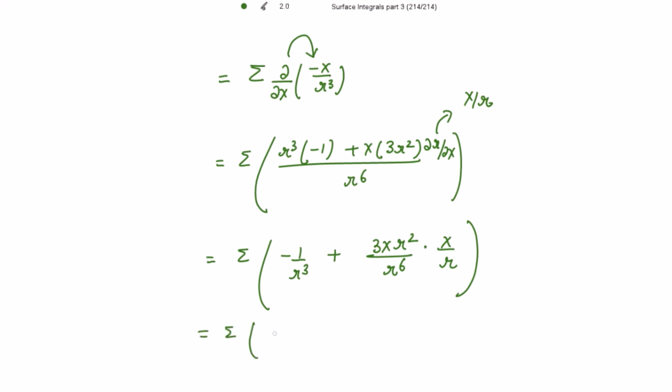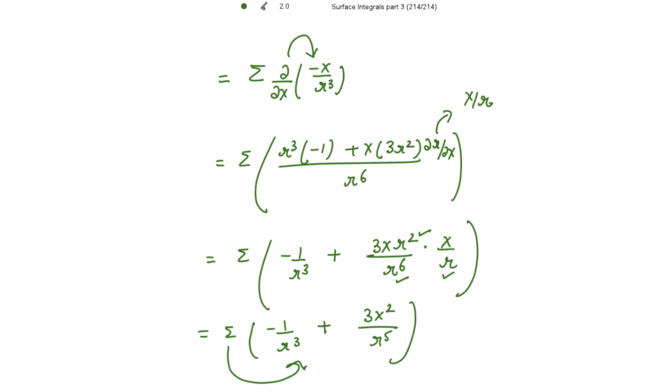So this is summation minus 1 divided by r cube plus 3x square into, okay, here I am having r square, in the denominator I am having r to the power 7. So this becomes r to the power 5. Is it okay? Fine. Okay, let's open this summation.